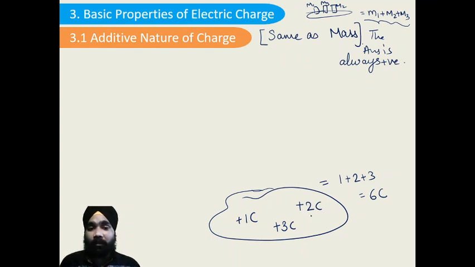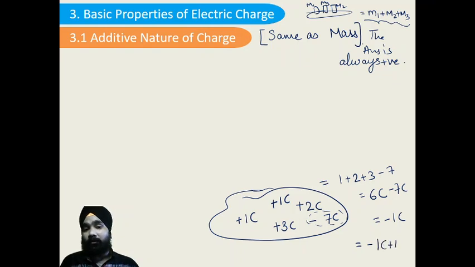But if I deposit minus 7 coulomb charge, the total charge will be 6 minus 7, which results into minus 1 coulomb. That means the answer can be positive or the answer can be negative. But again if I add plus 1 coulomb charge to this, minus 1 coulomb plus 1 coulomb, all will be added, and the answer will be 0 coulombs. The object is electrically neutral, we can say.